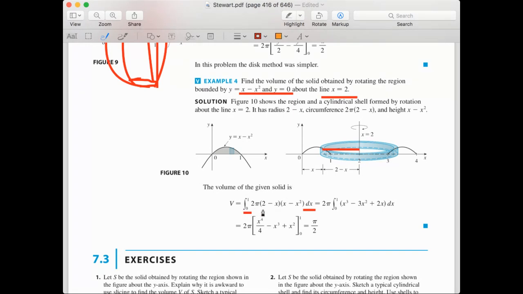Then 2 pi r. Well, what's r? What's the radius of this? We see that's 2 minus this function, right? 2 minus x. Because this is, let's see, this is x. Oops. So let's say up to this point. Let's do one a little longer one.